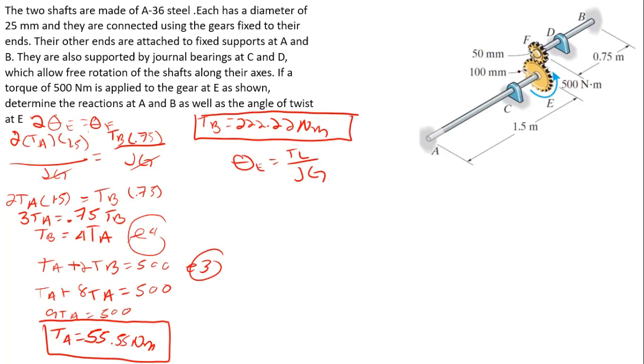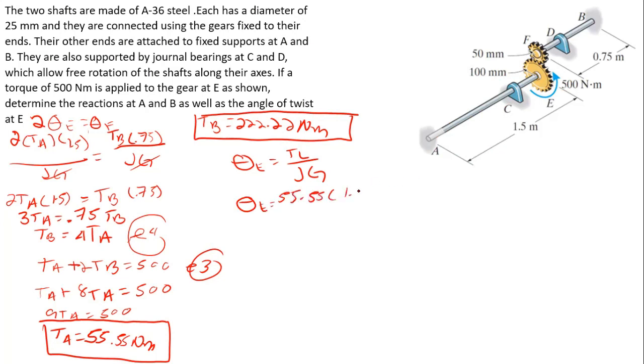Itong 500 Newton meter is hindi siya na-apply ng buo dito. Bakit? Kasi merong nagre-resist sa kanya na smaller gear, kina-cancel out naman since opposite direction sila nag-a-act. So kina-cancel out nito yung movement nito. So yung torque na gagamitin natin dito instead of 500 is itong TA. Kasi yung TA natin, siya yung nagre-resist, yung torque na nararamdaman ng shaft. So ang TA natin dito is 55.55.